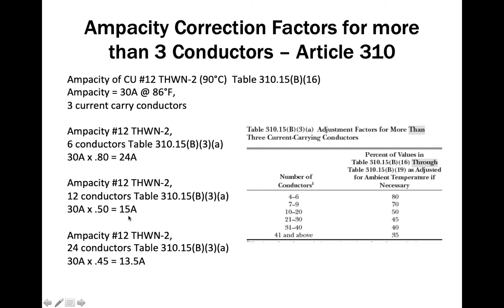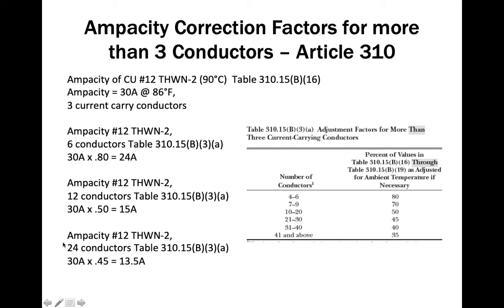So now, because I have more conductors in a pipe, I have to derate the ampacity of my number 12 by 50%. So this number 12 can't carry 30 amps. It can only carry up to 15 amps.